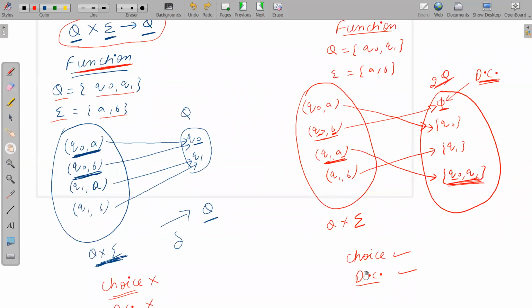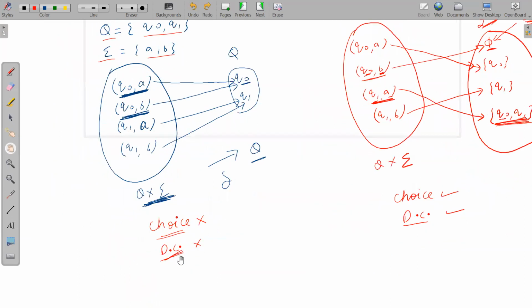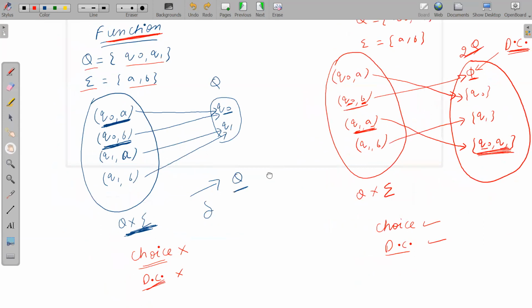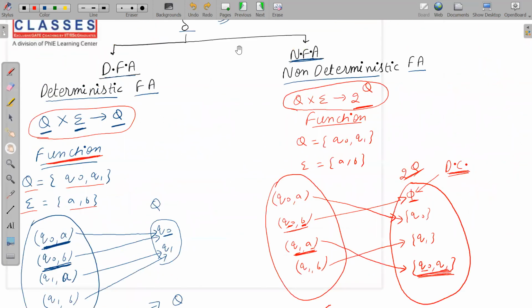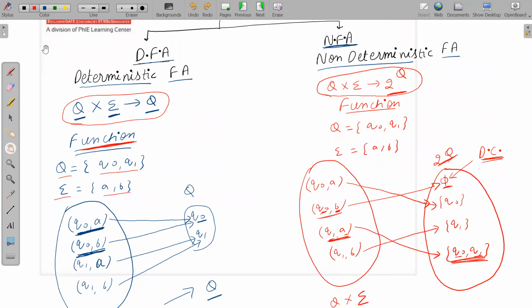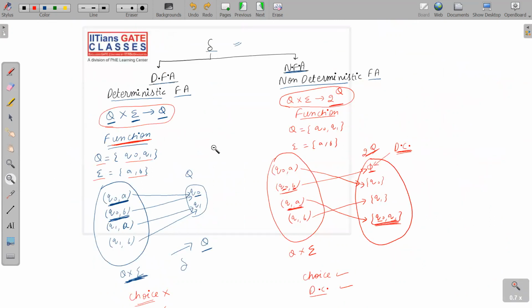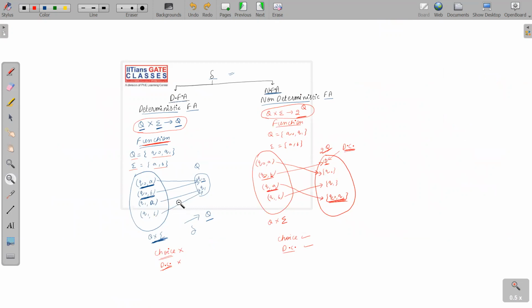So here choice is allowed and dead configuration is also allowed, but in case of DFA, choice is not allowed and dead configuration is also not allowed. Why? Because it's a function only. So let me put everything on one slide so that you can easily note it down. And now we will move to the next slide. Please note it down fast. So this is all about delta of DFA and NFA.